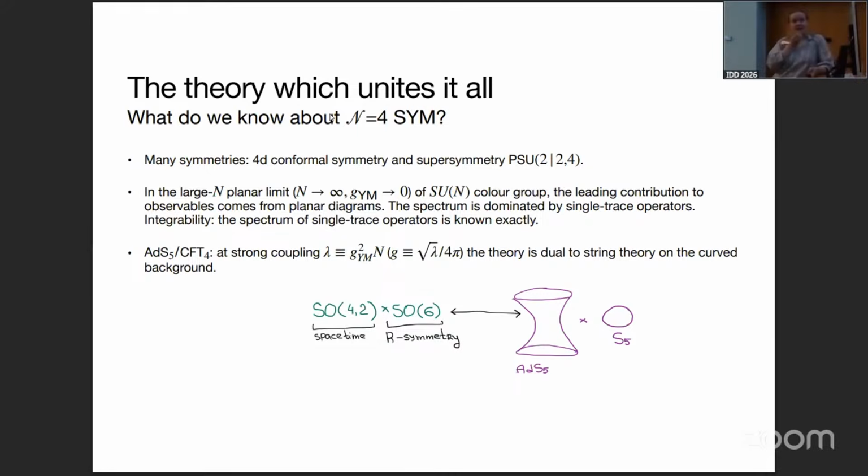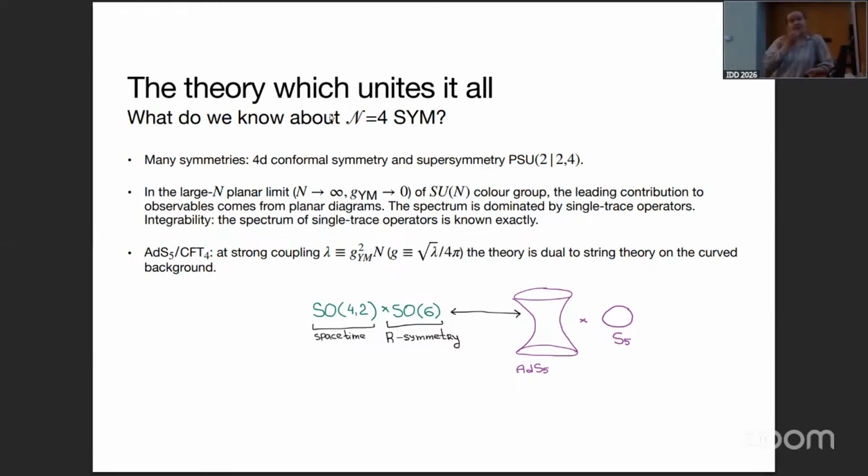So to start, of course, everyone knows about n equals 4 super-Yang-Mills, and it has many nice features which we all appreciate. First of all, it has many symmetries. It is supersymmetric, and it has conformal symmetry, which we would like to explore. So it's a good playground for us to test these properties. And also it has a lot of other features which nicely combine within this model.